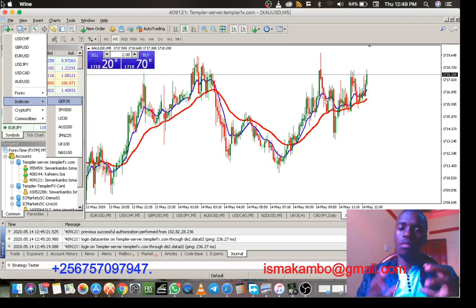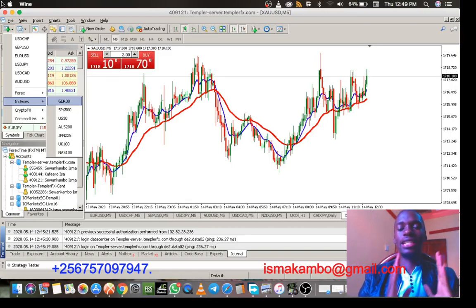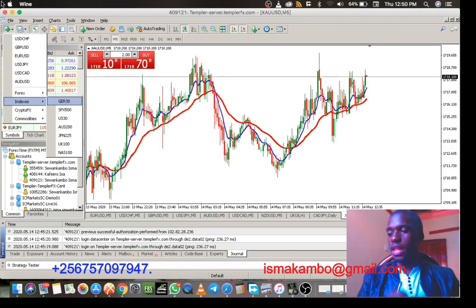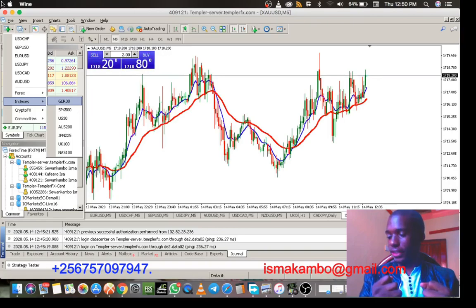Now, when you look at gold and the dollar, they have a negative correlation. A negative correlation means that the two instruments move in opposite directions, but to a certain degree that may vary.